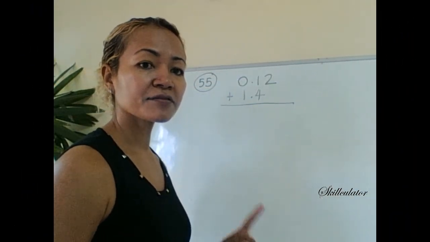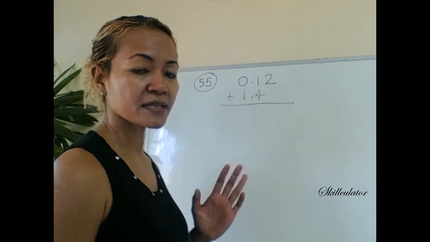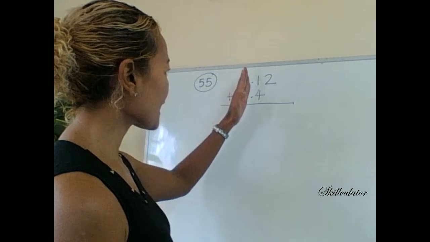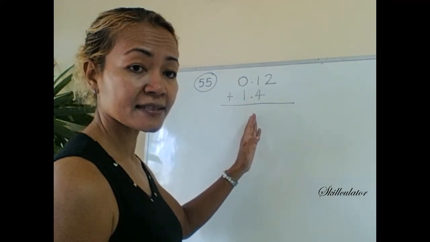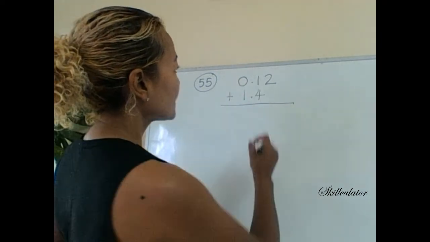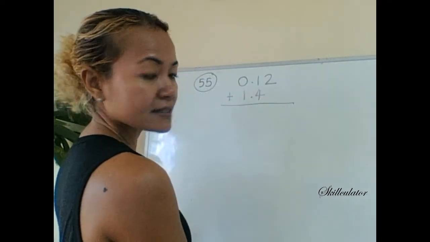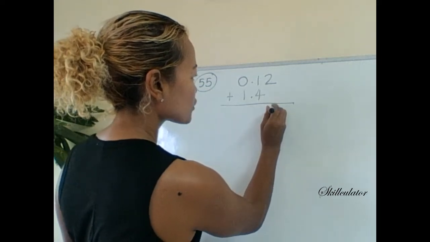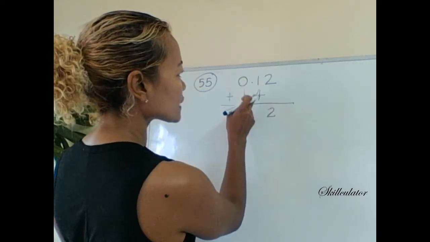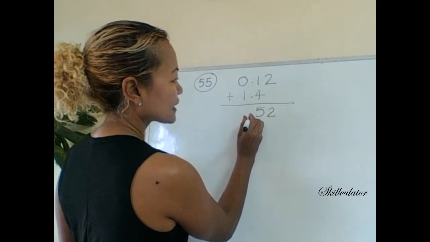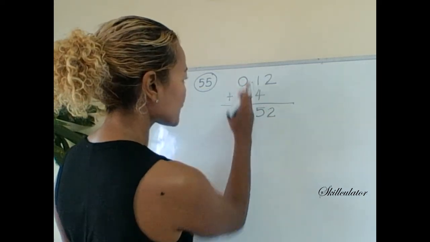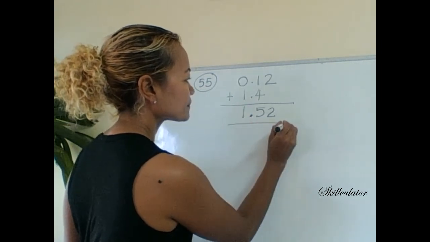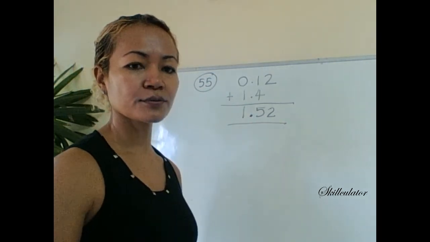Number 55 just gives you 2 decimal numbers to add. Most important thing, align your decimal points. That is the most critical thing. So once it's all aligned, then it's very simple. 2, there's nothing here, so 2 plus 0 is 2. Next column, 1 plus 4 is 5. Decimal point, align it with the other 2. 0 plus 1 is 1. 1.52.